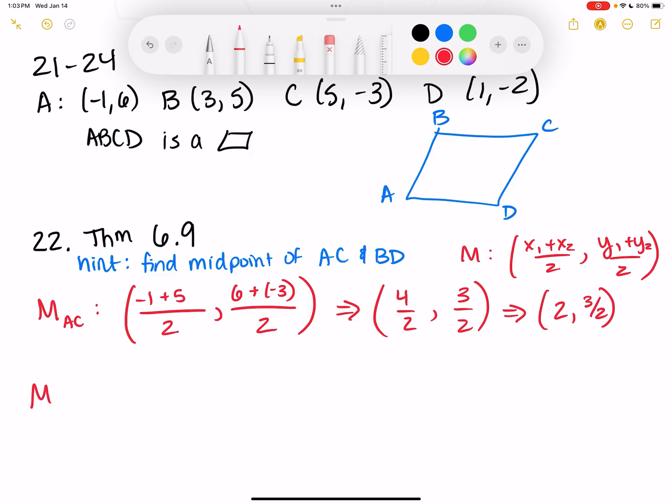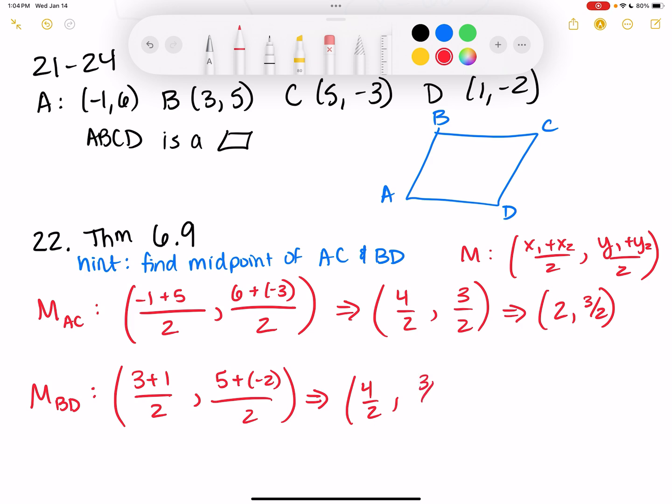So the midpoint of BD is going to be 3 plus 1 over 2. And then the y values, 5 plus a -2 over 2. So 3 plus 1 is 4, so that's 4 over 2. And then 5 minus 2 is 3 over 2, so that's 3/2. And so this ends up being 2 and 3/2 again.